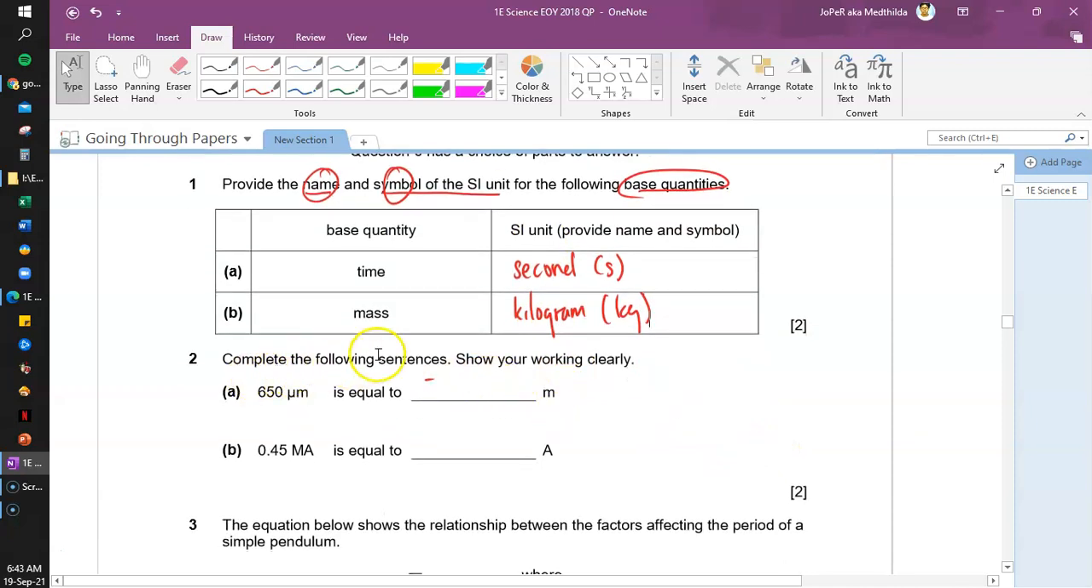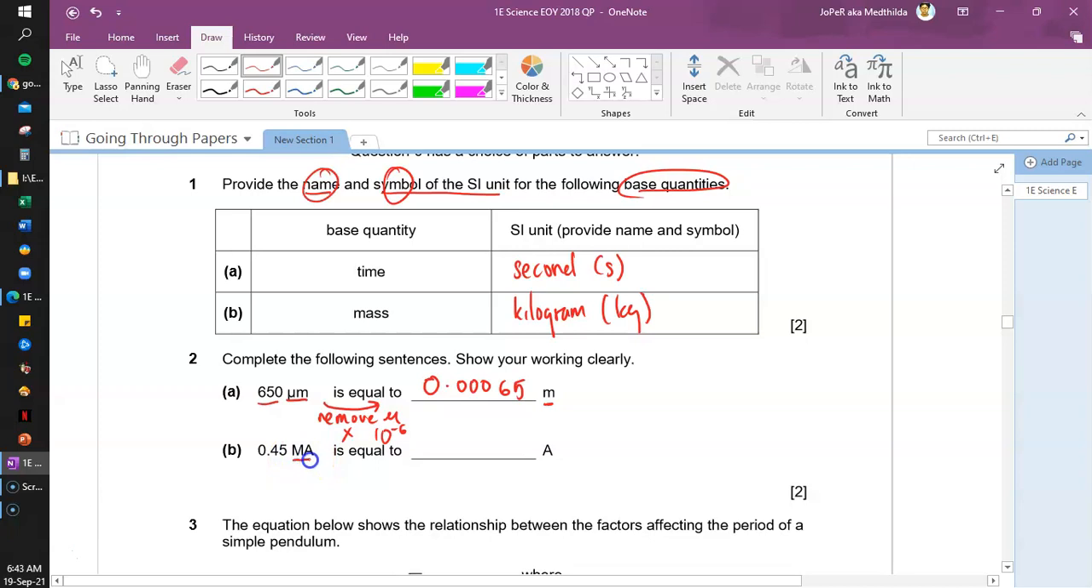Next, complete the following sentences. Show your working clearly. This is 650 micrometer. I want to convert it to meter. So the step actually is to remove micro. To remove, I need to multiply. Micro is 10 to the power minus 6. So if I take 650 multiplied by 10 to the power minus 6, if you press your calculator correctly, you should get 0.00065 meters.